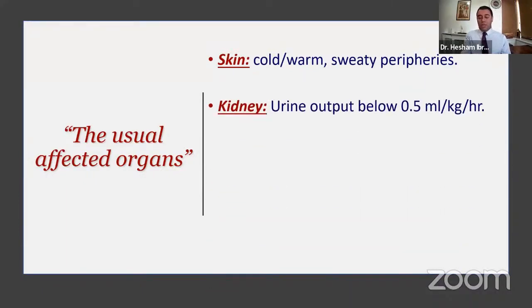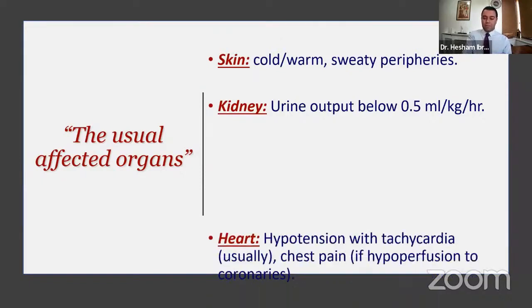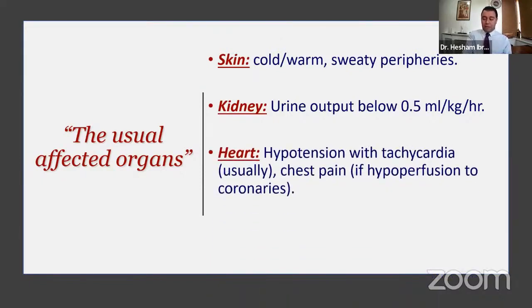Kidneys, usually with shock, there will be a renal shutdown. And if the urine output is less than 0.5 ml per kg per hour, be worried. This is a bad sign. Next is the heart. So the circulation, as we said, you can have hypotension with tachycardia, but this is not an absolute thing. You can have shock without this. And you might get chest pain with your patients if they hypoperfuse the coronaries. And lastly, the CNS, the brain. Those patients can present with disturbed conscious levels secondary to the circulatory failure.